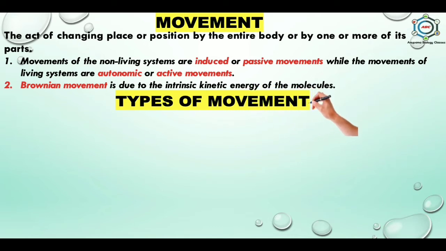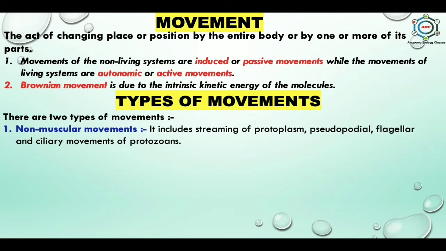After that, types of movements. Movements are of two types. First one is non-muscular movements, which include streaming of protoplasm, pseudopodial, flagellar and ciliary movements. Streaming of protoplasm is found in the amoeba and most of the cells like leukocytes. Pseudopodial movements occur in amoeba, flagellar movements in hydra, sperm movements, or in the female genital tract flagellar movement for the movement of eggs, and ciliary movements in the cell lining of the trachea, oviduct and vasa efferentia.